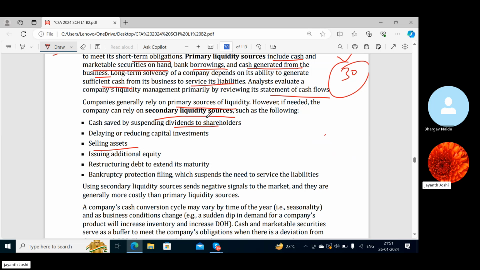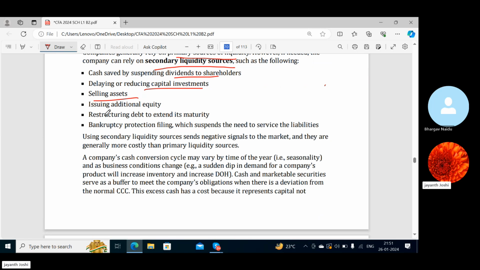These are extreme things. They can delay capital investments or reduce investments, or they can go for additional equity shares, and they can try to use those funds to run operations. They can restructure debt and extend the maturity. That means they may ask more time from the bondholders or the banks to make the payments. Some in COVID times also approached banks to extend maturity periods because they were not able to pay, and it happens.